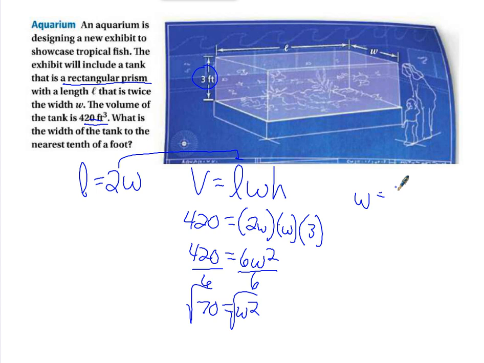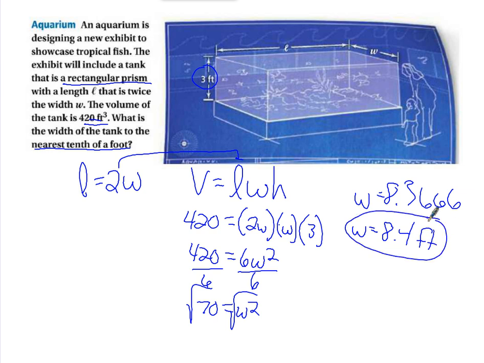You get W equals 8 point what? 3 what? Oh, 8.3666. But the problem says to the nearest tenth of a foot, so we're going to round that. We're going to call it W equals 8 point what? 4 feet. And that's how wide that aquarium is, 8.4 feet wide, 3 feet tall.